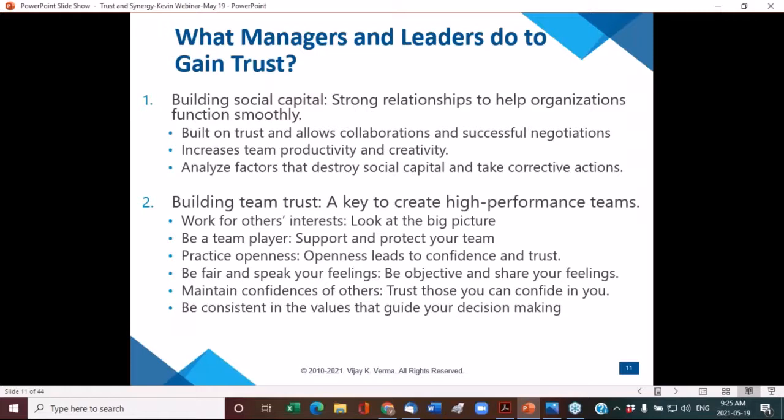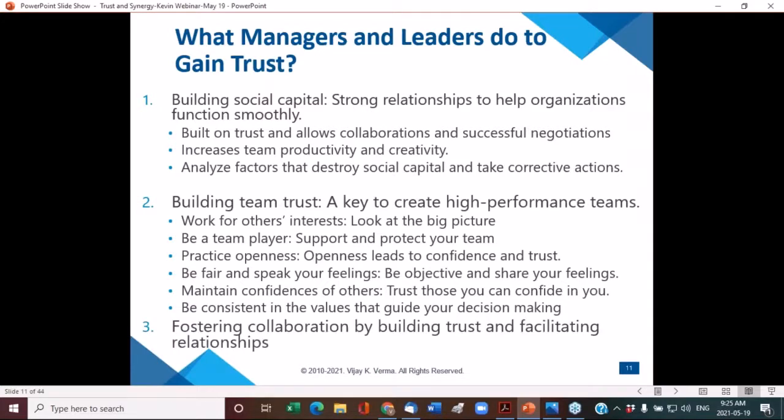Maintain confidence of others and be consistent in the values that guide your decision making. The way you make decisions as a manager, and people see what you say is what you do, you're walking your talk, and you're consistent in the values that you use, then they will continuously trust you. And foster collaboration by building trust and facilitating relationships.